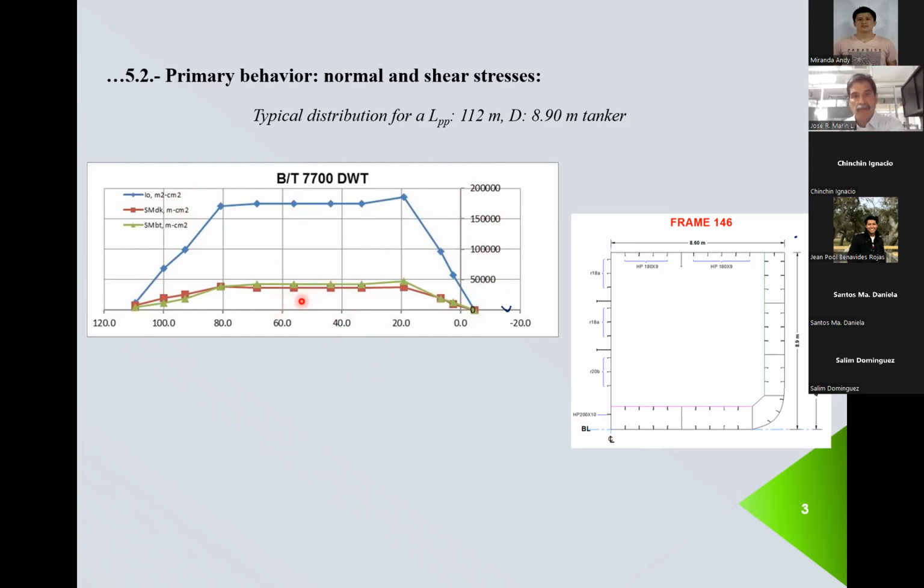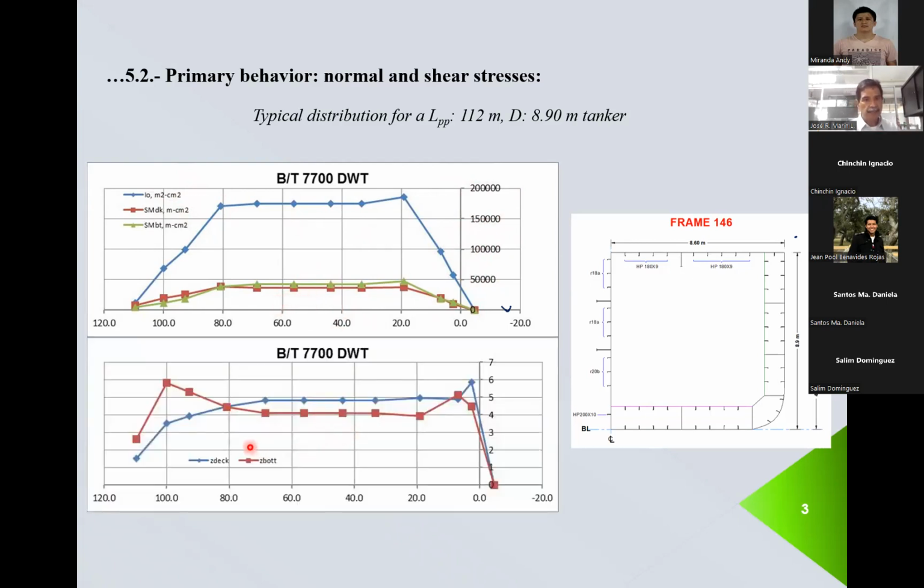Okay, this is the position from the baseline to the deck. I'm sorry, from the neutral axis to the deck and to the bottom. And this is the most important region as far as the bending moment is concerned. And we see that the distance to the deck is higher than the distance to the bottom. And this is reflected in these results.